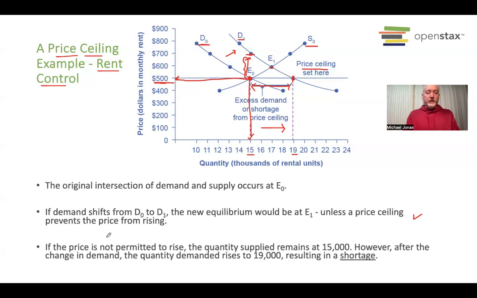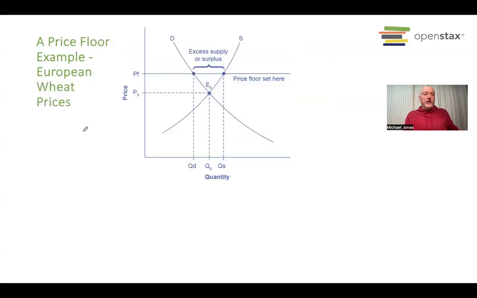And that's what we're saying here, right? So if that price is not permitted to rise to reach that new equilibrium, we are guaranteeing ourselves excess demand at that mandated price, creating a shortage. So you can probably guess what's going to happen if we flip this around, right?